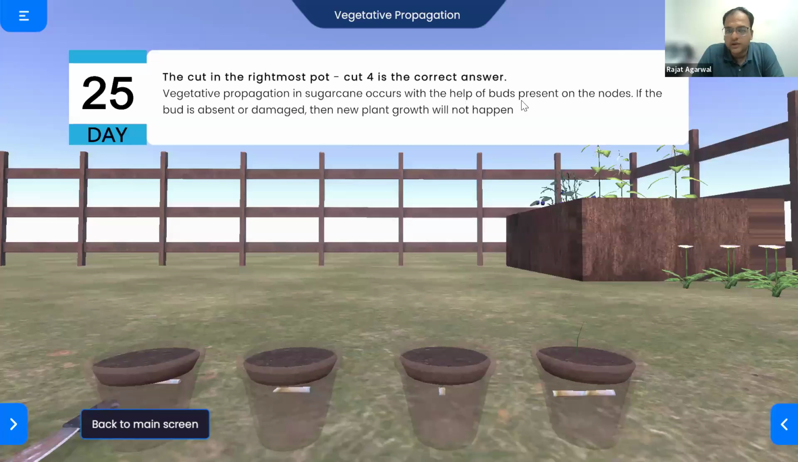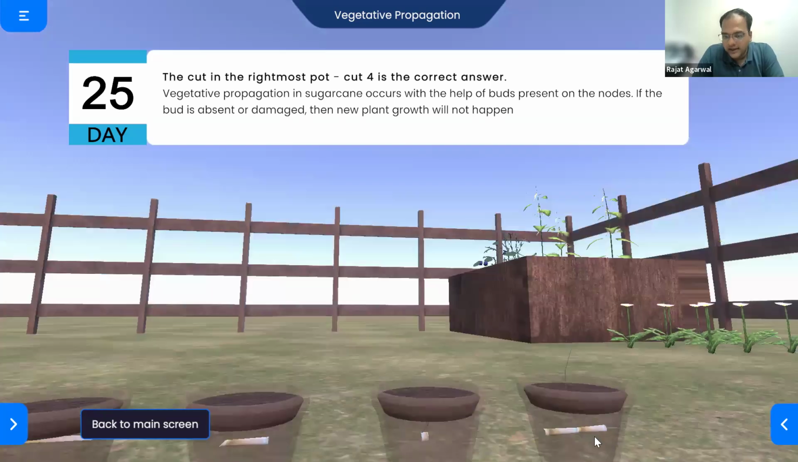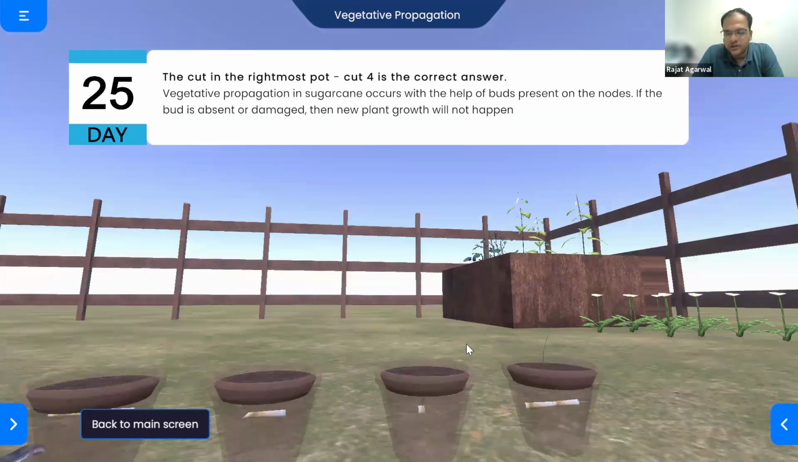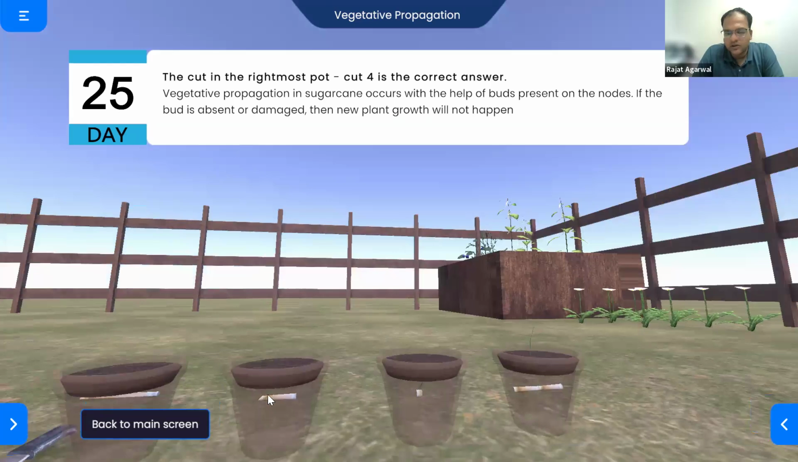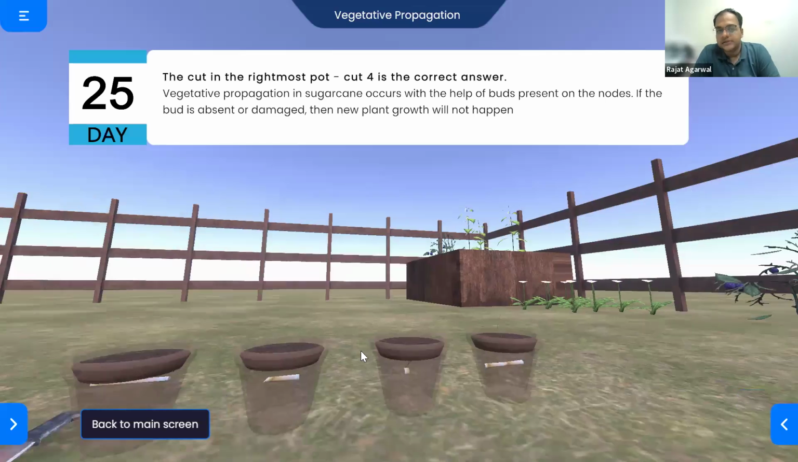Vegetative propagation in sugarcane occurs with the help of buds present at the nodes. If the bud is absent or damaged, then new plant growth will not happen. This is something which is really important. These buds in the middle actually help in vegetative propagation. So if you reduce the size too much or cut the bud or halve it, then vegetative propagation will not happen as well.